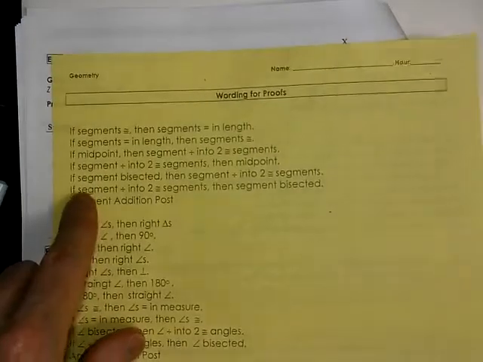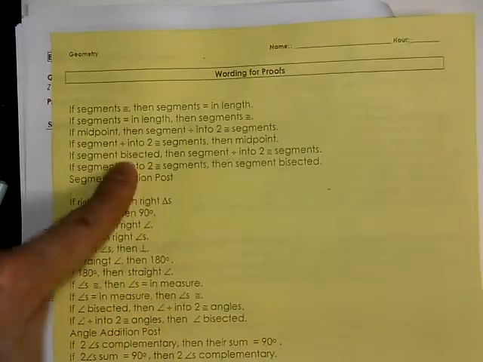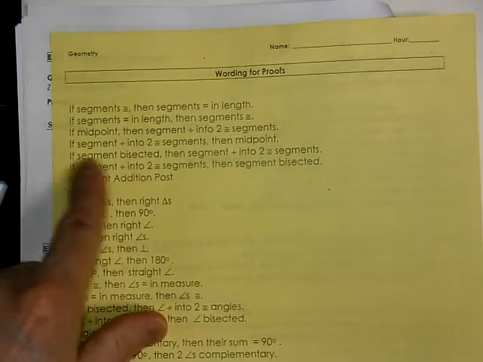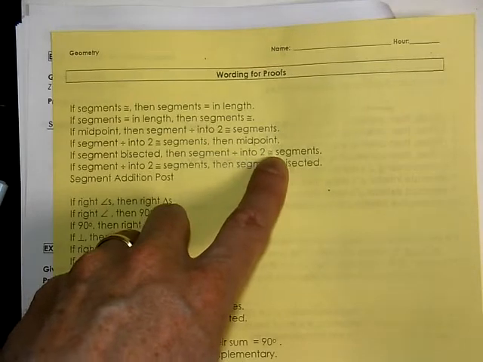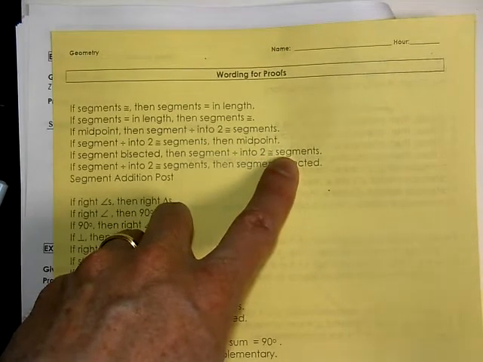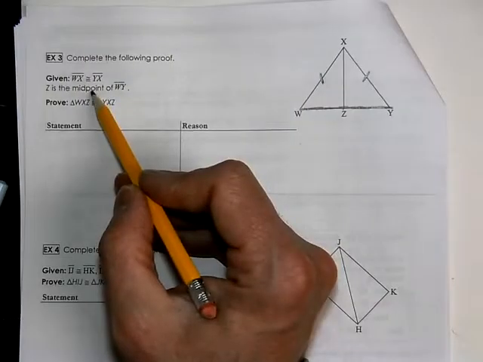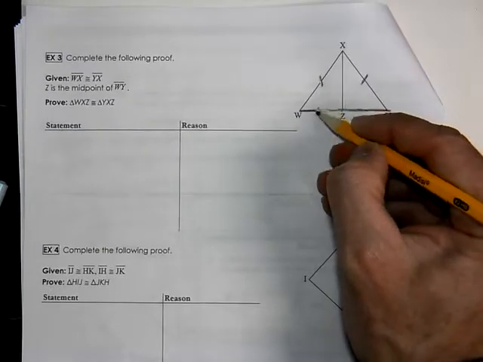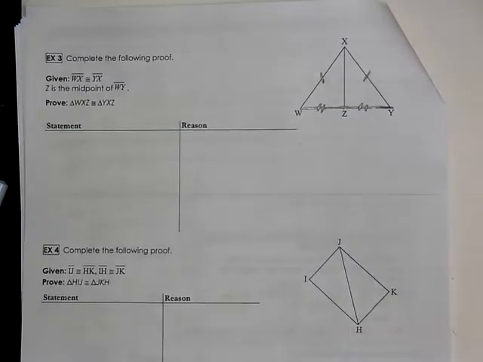Remember, it's bisected, or the word would be midpoint. They don't use the word midpoint on here, but if midpoint, then this segment is divided into two congruent segments. So if we have a midpoint, if it's bisected right down the center, which is what a midpoint does, then we have two segments that are congruent.